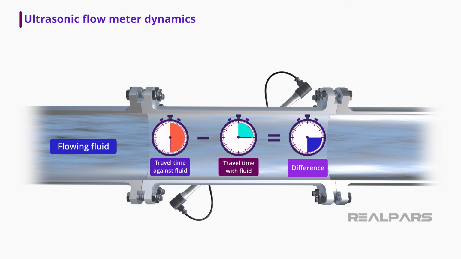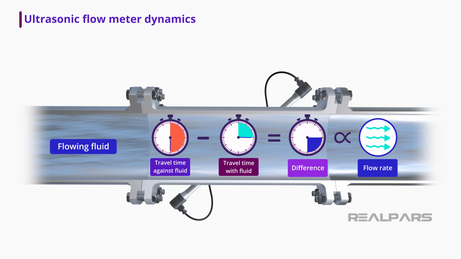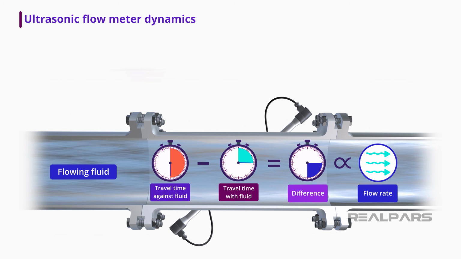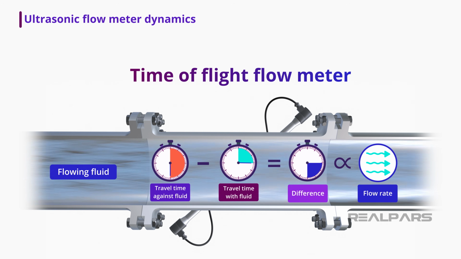Since the volumetric flow rate is equal to velocity times the cross-sectional area of the pipe, which is fixed at the flow meter, this measurement yields the flow rate. This type of ultrasonic flow meter is appropriately named a time-of-flight flow meter.